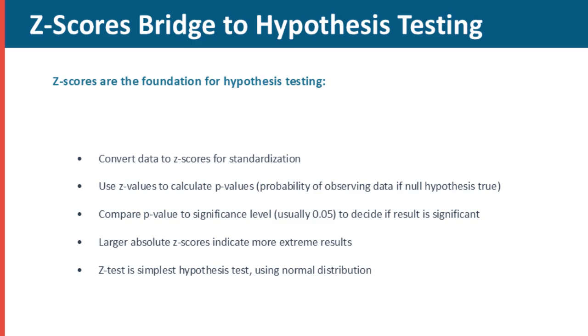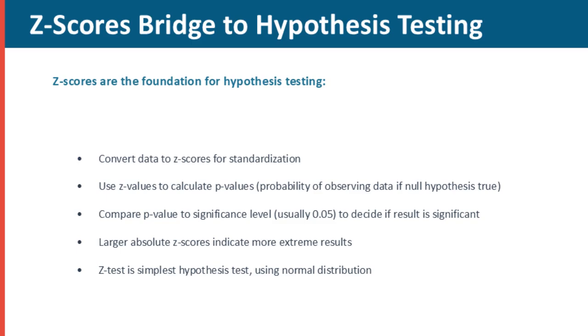Second, you calculate a test statistic, often a z value, that measures how different your sample is from what you would expect under the null hypothesis. Third, you use the z value to calculate the p value. This is the probability of observing your data if the null hypothesis is actually true. Fourth, you compare the p value to your significance level. Usually, we take a significance level of 0.05. And if your p value is below that, the result is statistically significant.